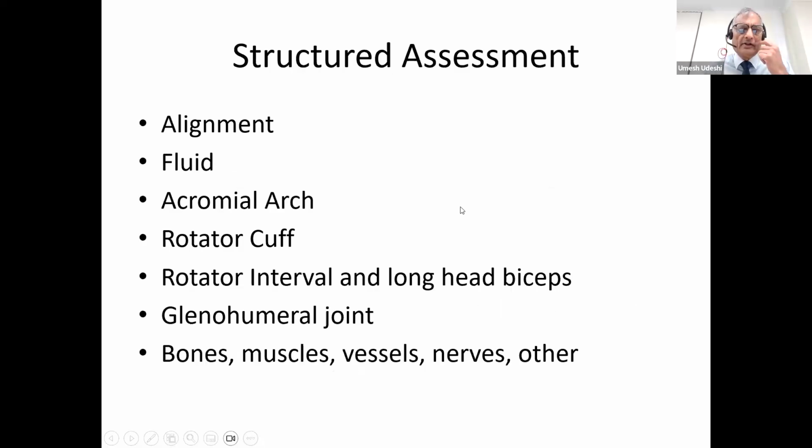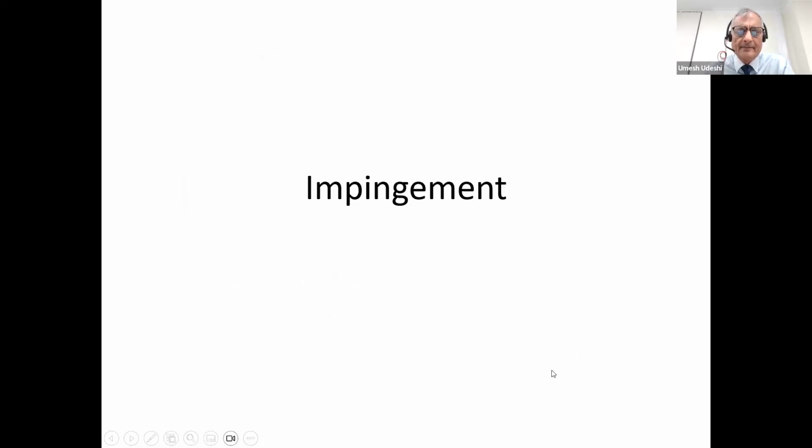So if we were assessing an MRI shoulder, what are the structures we need to look at? If you do it in a structured way, then you're not going to miss something. So look at the alignment first of all, look for any fluid. Is there any abnormal fluid in any place? Look at the acromion arch, look at the rotator cuff tendons and muscles, look at the rotator interval and the long head of biceps at the front. Look at the glenohumeral joint, the soft tissues, so the labrum and the bony, and then look at any other bones, muscles, vessels, nerves that you can see on the image. So I'm going to show you some examples now. So first of all, impingement.